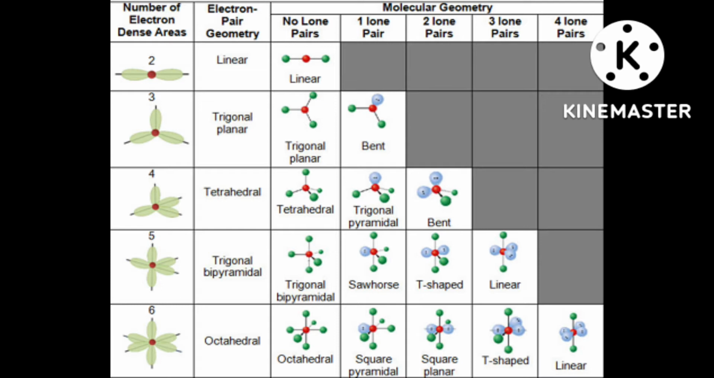Now, I am telling you further, for the prediction of geometrical shapes of molecules with the help of VSEPR theory, it is convenient to divide molecules into two categories. Two types of molecules you have to consider to understand better. First, molecules in which the central atom has no lone pair. And second, molecules in which the central atom has one or more lone pairs.